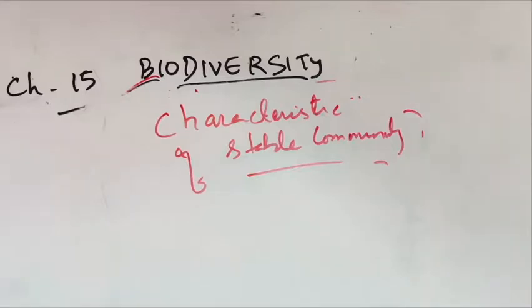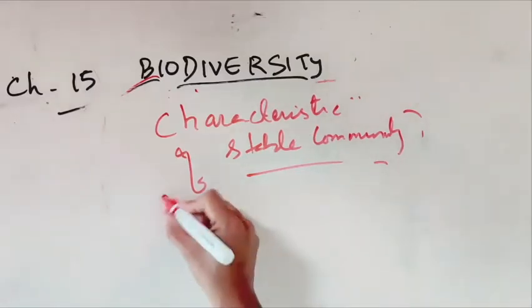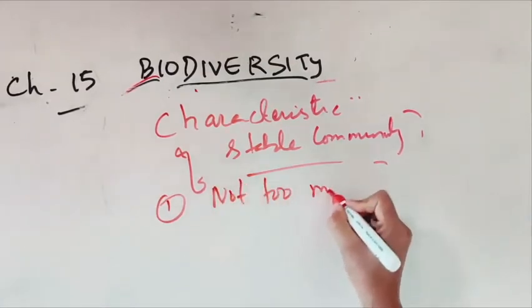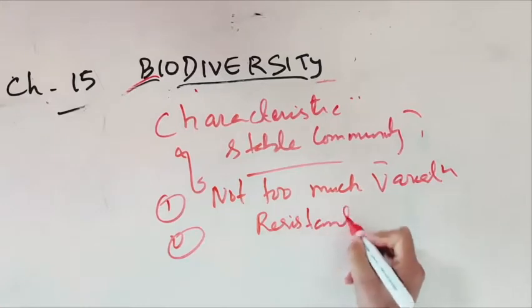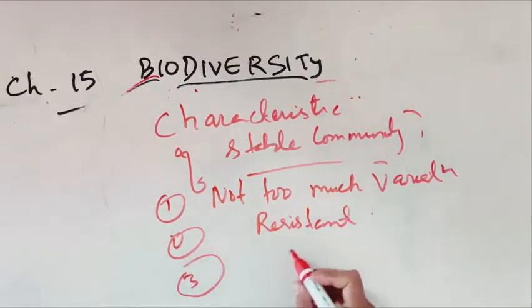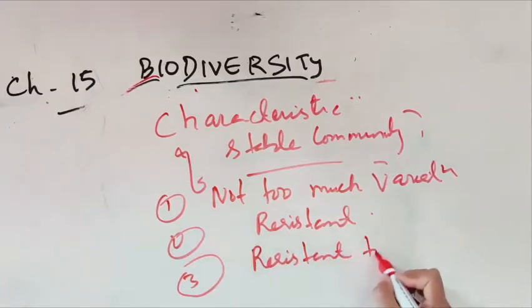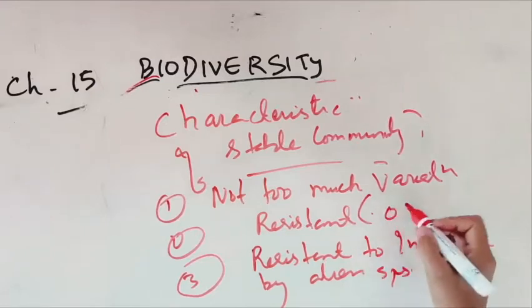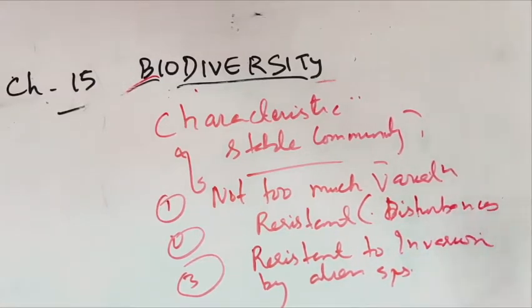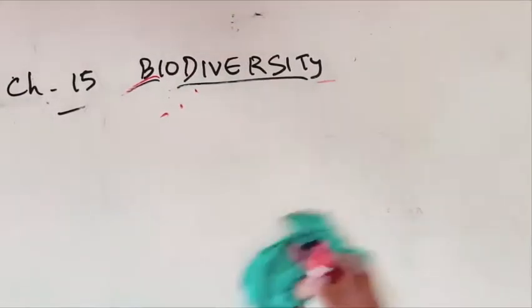So what type of community can we call stable? They should not show too much variation, number one. Number two, resistant or resilient to occasional disturbances. And number three, resistant to invasion by alien species. High criteria to fulfill, then we can call it a stable community. And then there will be more species year to year, and they will have higher productivity year by year. So these are the characteristics of a stable community.